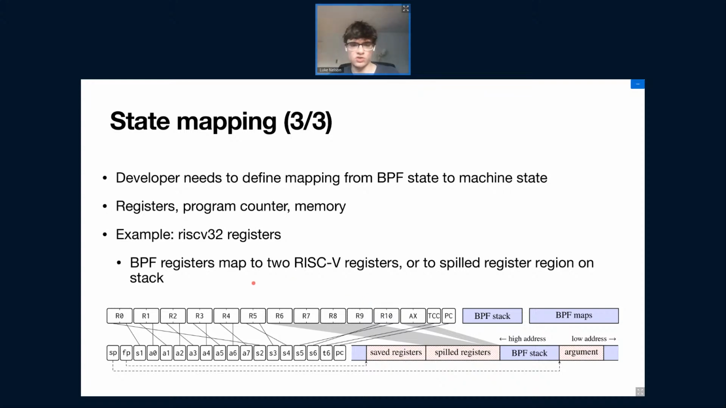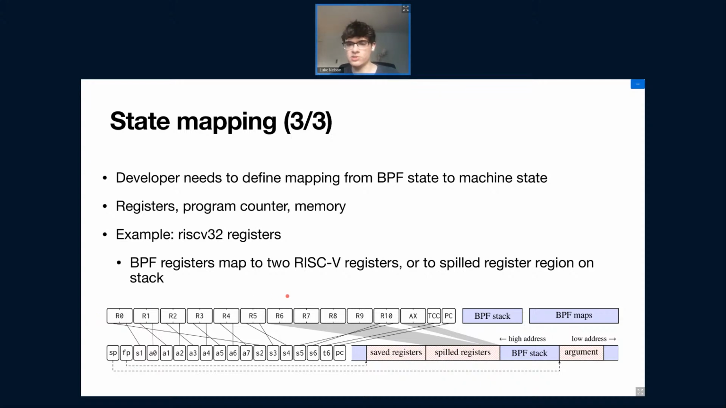So here's a little visual diagram which represents the state mapping that's used by the RISC-V 32 JIT. On the top here is the set of BPF registers, and on the bottom is the set of RISC-V registers used by the JIT, as well as a little diagram representing the stack layout during JIT execution. Commonly used BPF registers like R0 through R5 are each mapped to 2 32-bit RISC-V registers, one of which holds the high bits of the BPF register and one of which holds the low bits.